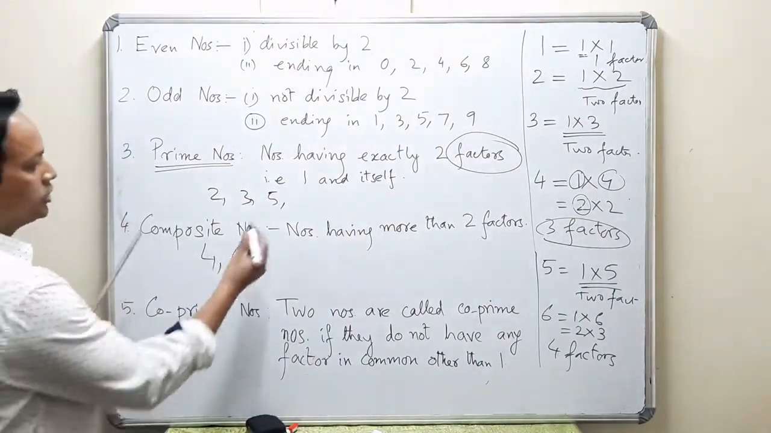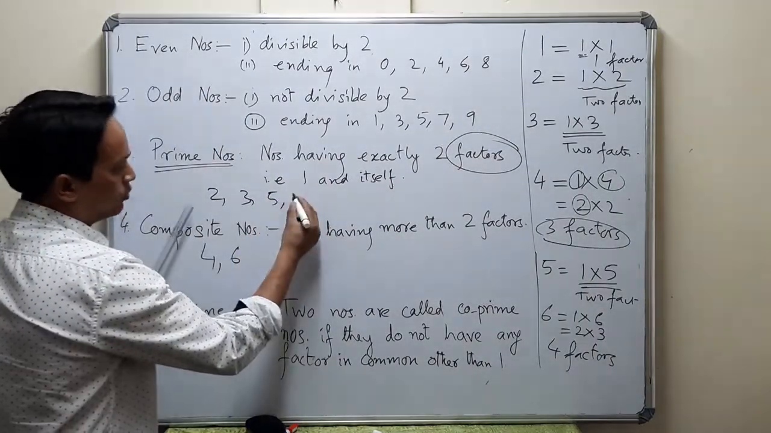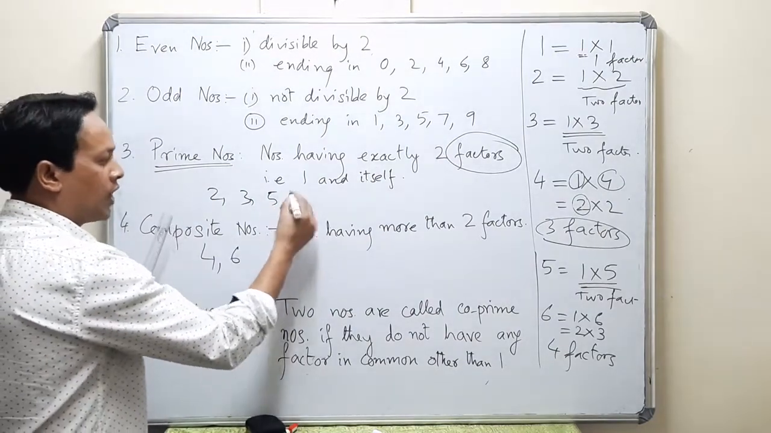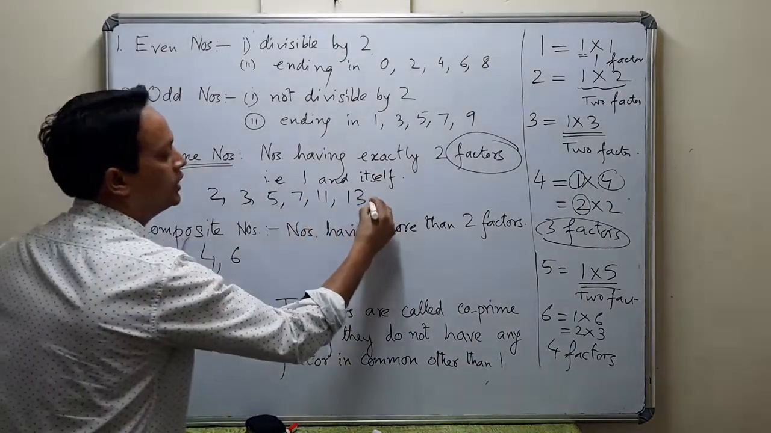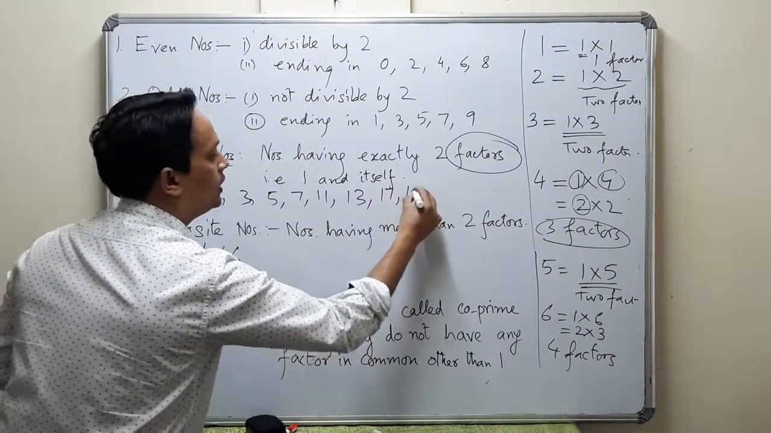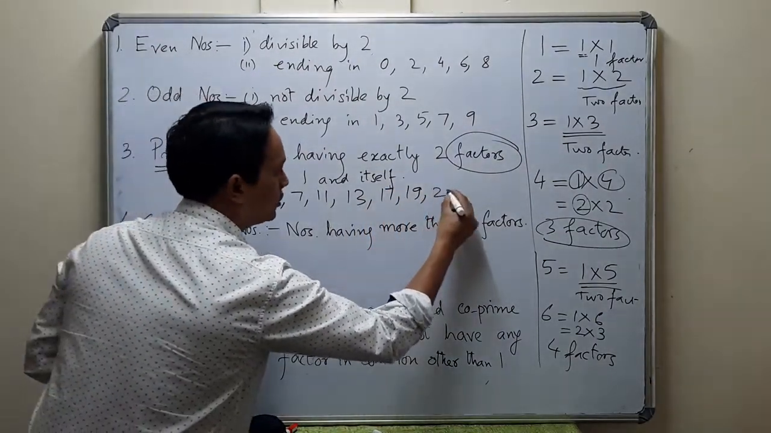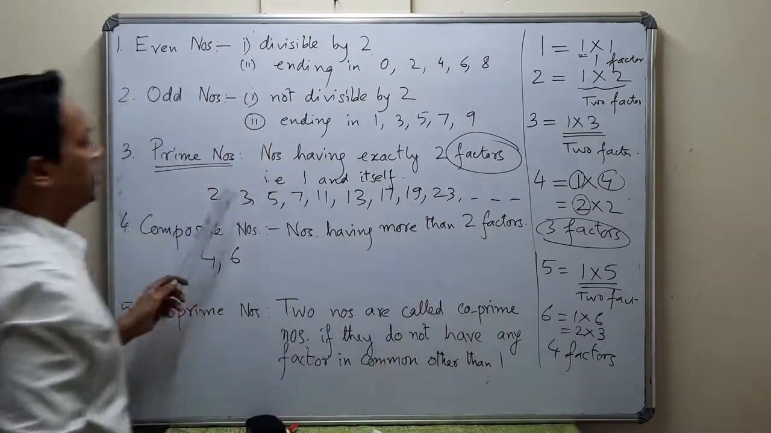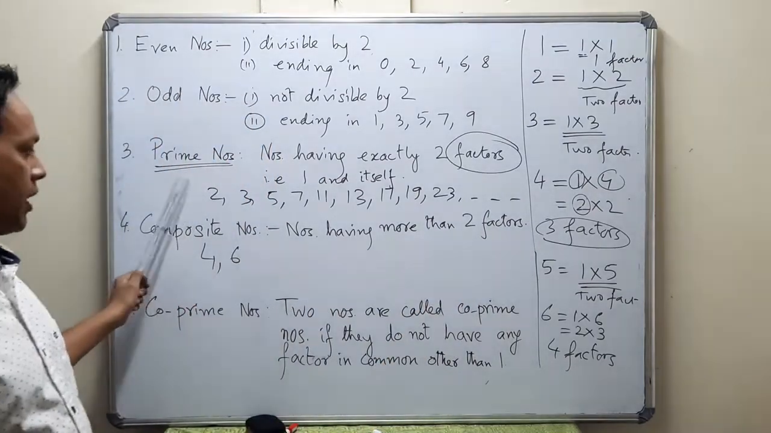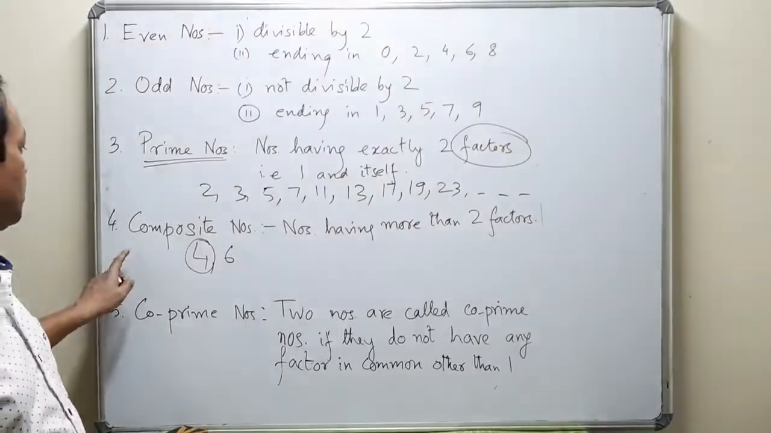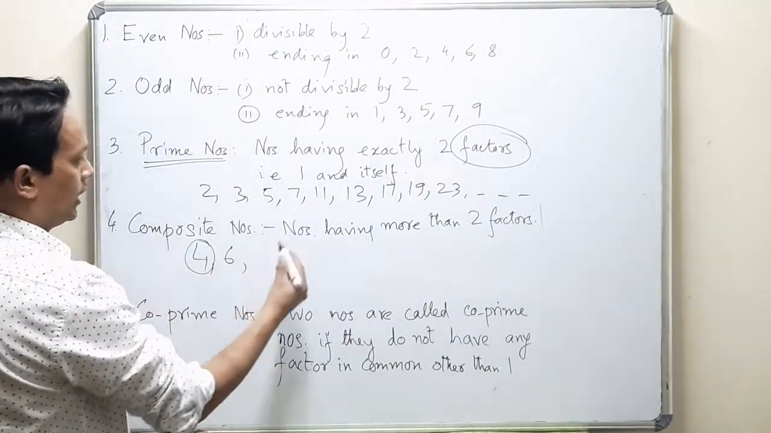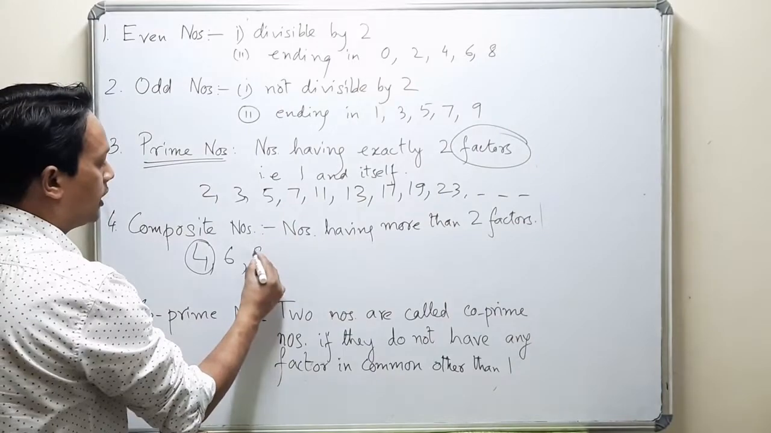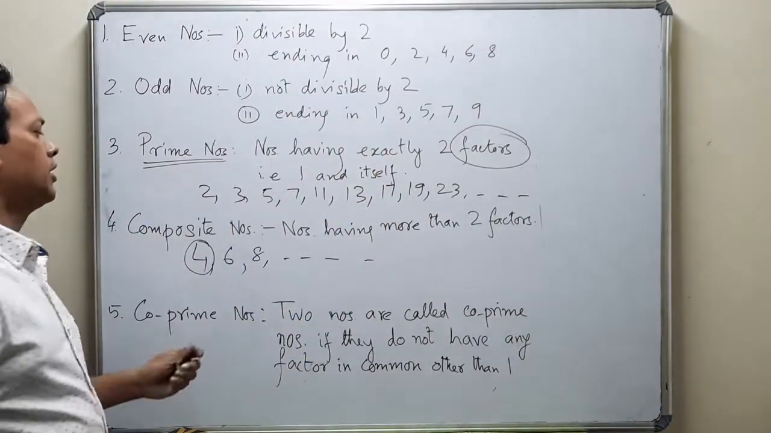Okay. Then in the same way, if we check, the next prime number will be 5, then 7 has 2 factors only, then 11, 13, 17, 19, and 23, and so on. We'll have many prime numbers or prime factors. Now these composite numbers, 4 is the first composite number, 6, then the next composite will be 8, and so on. There can be many composite numbers.